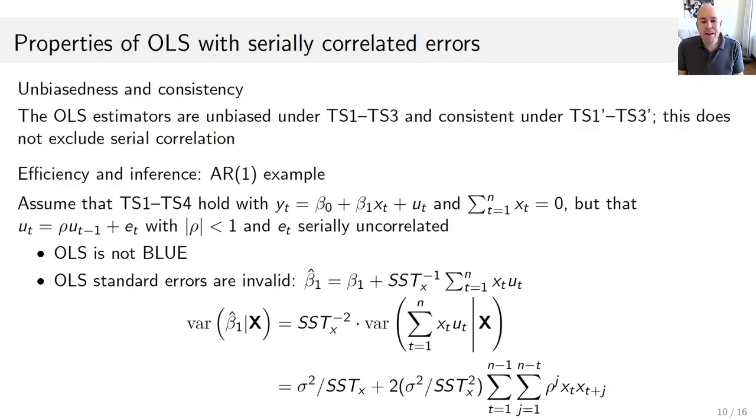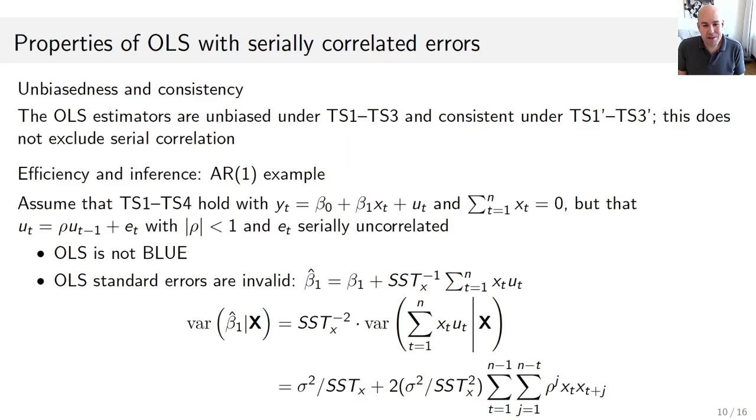Here, I would like to show this to you for the slope coefficient. This would be the estimate of beta 1. So beta 1 hat can always be written as the true value plus the total sum of squares for x inverse times the sum of the x and the u over time. That corresponds directly to the way we have written it in the cross-sectional context.